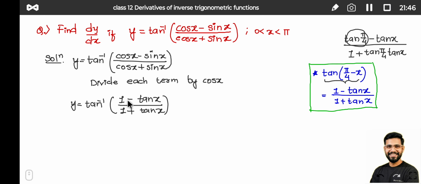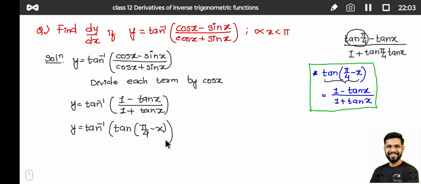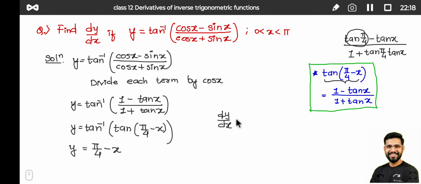So whenever in the question you are getting 1 minus tan upon 1 plus tan, that is nothing but the formula of tan pi by 4 minus x. Okay, so we can cancel out this tan inverse and tan now, so it will remain y is equal to pi by 4 minus x. So if we take the derivative now with respect to x on both the sides, so derivative of y, which is dy by dx, is equal to derivative of pi by 4, which is 0, constant part it is, and derivative of x, which is 1. So our answer is minus 1.